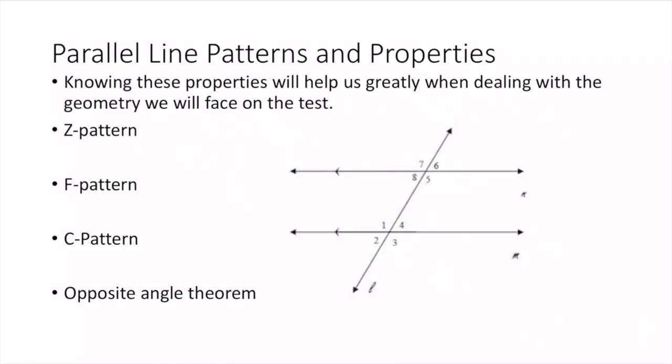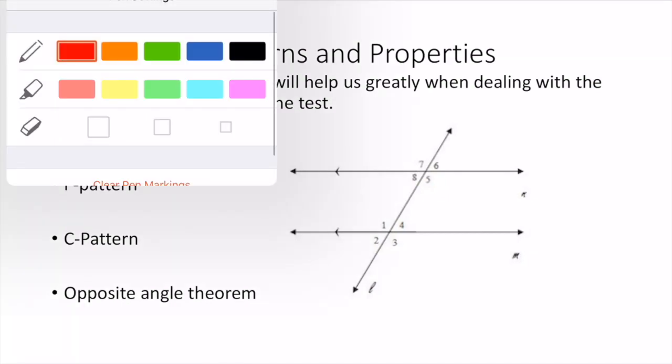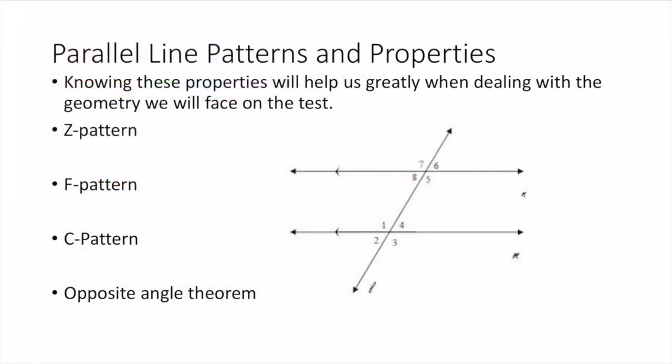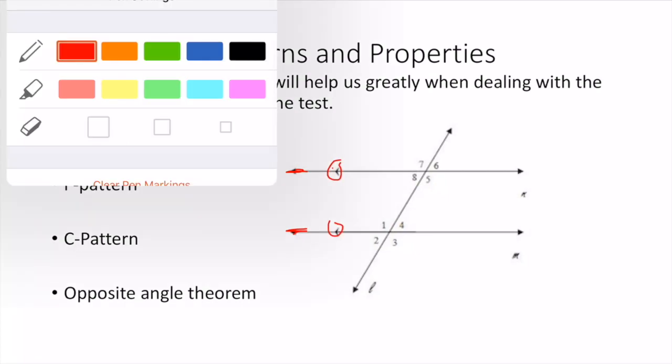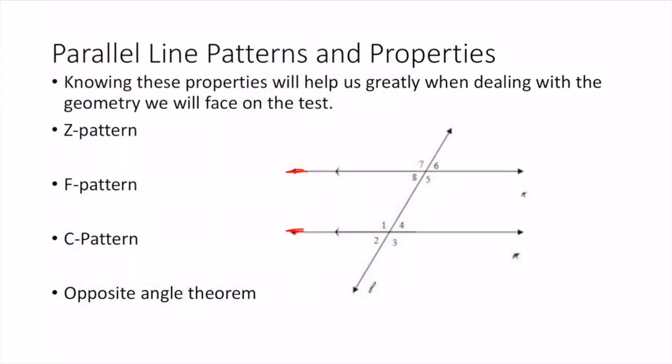Okay, so now we'll get into a bit of the geometry in this section. The parallel lines and properties. These are all properties that we're familiar with. The biggest thing is note that these two lines are parallel. They tell us they're parallel with these arrows right here. But for these properties to work, they have to be dealing with parallel lines.